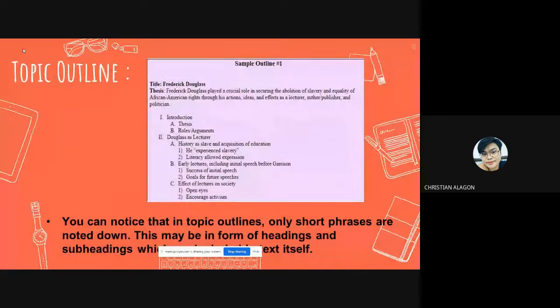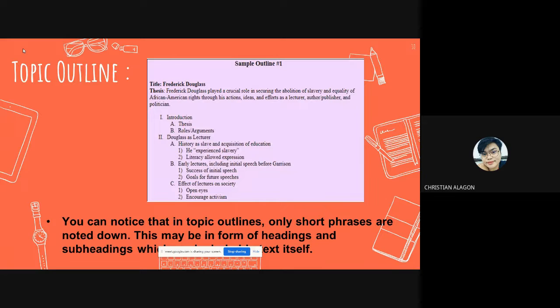topic outline. So as you can notice in the topic outline, only short phrases are noted down. This is maybe in form of headings, subheadings, which are included in the text itself. So as you can see there are main idea, the shorter supporting idea in that particular idea, which is the title, which is a Frederick Douglass.